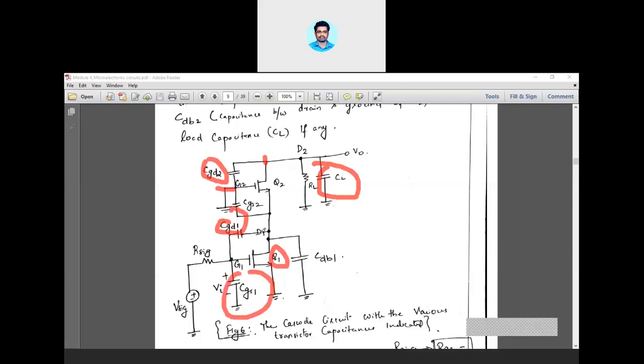CGD1 is between the gate and drain of Q1. CGS1 is between the gate and source of transistor Q1. As it is observed that the source of Q1 is directly grounded, instead of connecting this capacitor to the source, we can connect this capacitor to ground as well, because the source is at ground, isn't it? Connecting this capacitor between gate and source is equivalent to connecting it between gate and ground, because the source is at ground only.